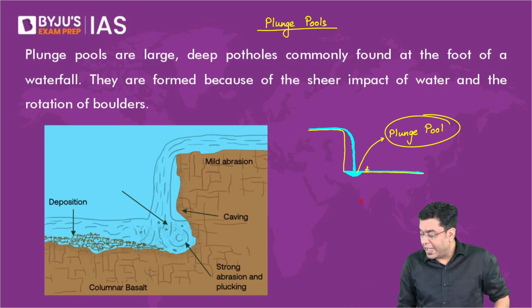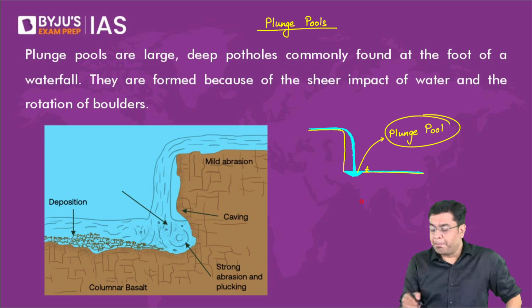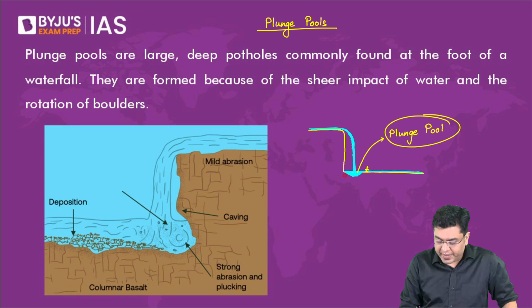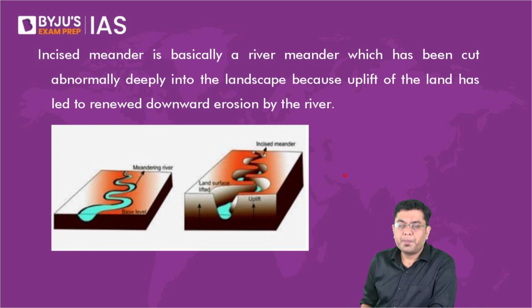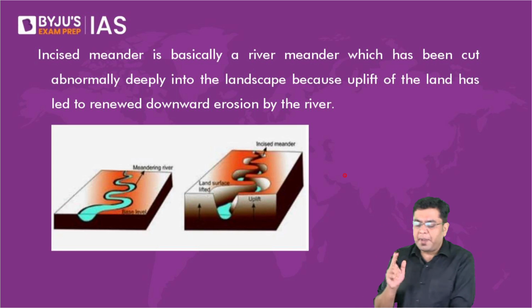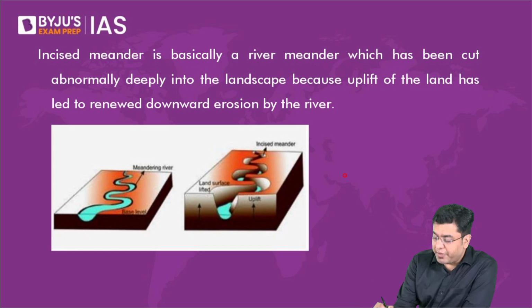Okay. Now, here, that is how the plunge pool is created, by the impact of the water which is falling. Now we have the case of incised meanders and river terraces. So when we talk about the incised meander, or even in the case of river terraces, both of them will be created in the mature stage of the river. Both of them in the mature stage of the river.